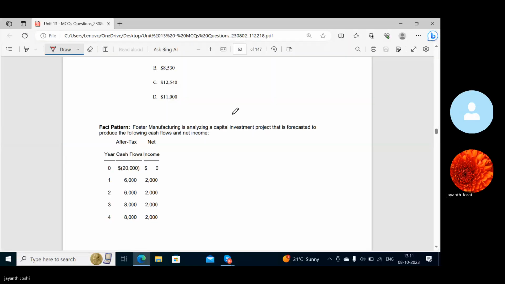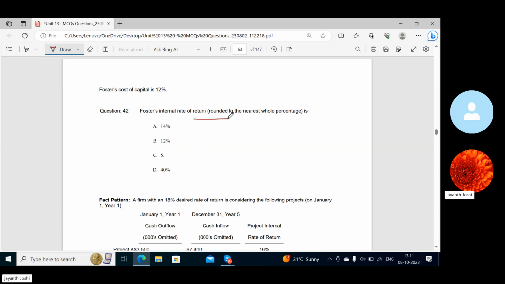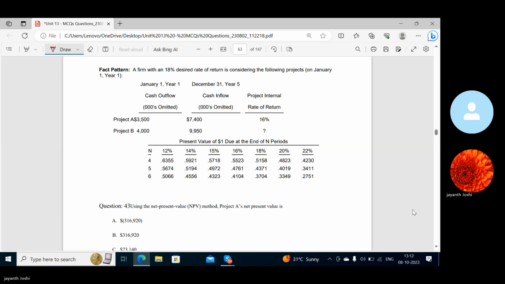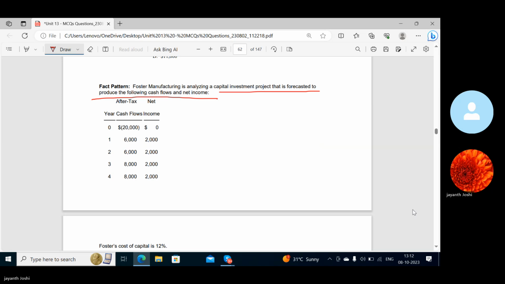Yes, sir. Okay. So the question is: Foster Manufacturing is analyzing a capital investment project that is forecasted to produce the following cash flows and net income. You have the cash flows and net income. They're asking Foster's internal rate of return. So can you calculate this? It's a 40-second question I'm giving. Yes, sir. Start.